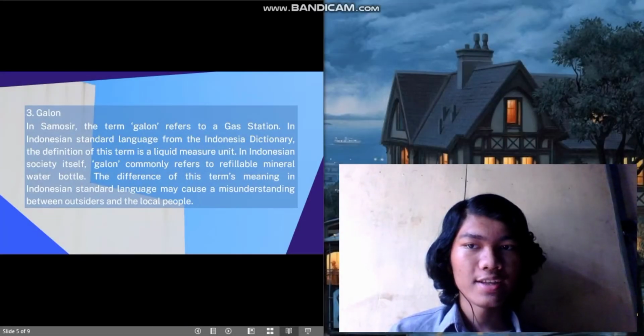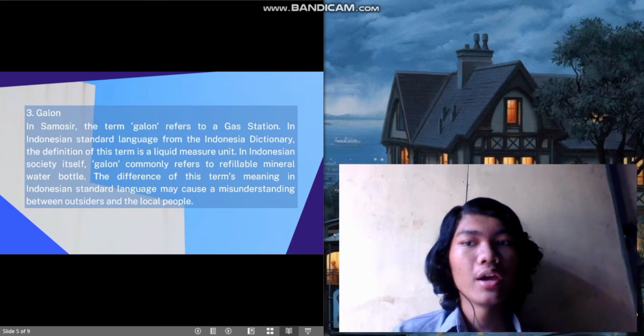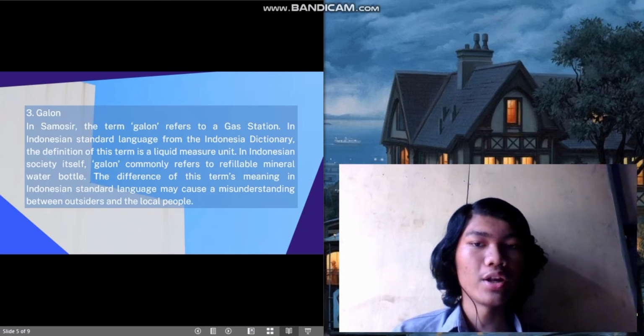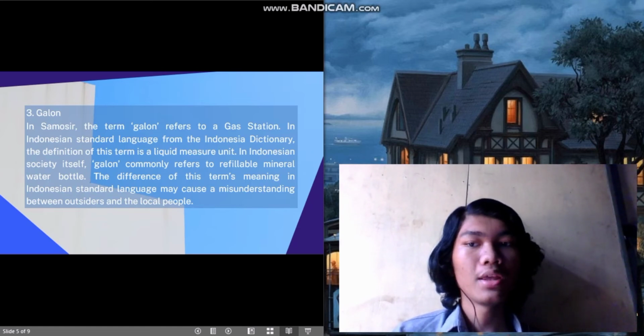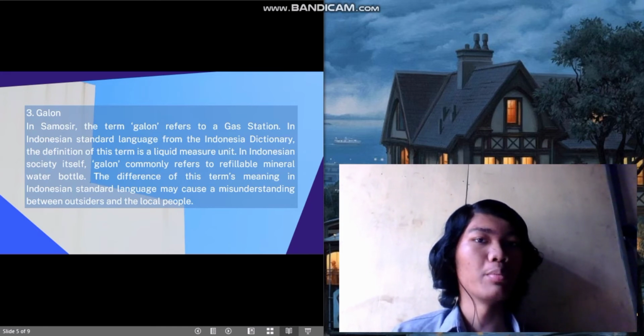The third word is galon. In Samosir, the term galon refers to a gas station. In Indonesian standard language, from the Indonesian dictionary, the definition of this term is a liquid measure unit. In Indonesian society itself, gallon commonly refers to a refillable mineral water bottle. The difference in these terms' meaning in Indonesian standard language may cause a misunderstanding between outsiders and the local people.